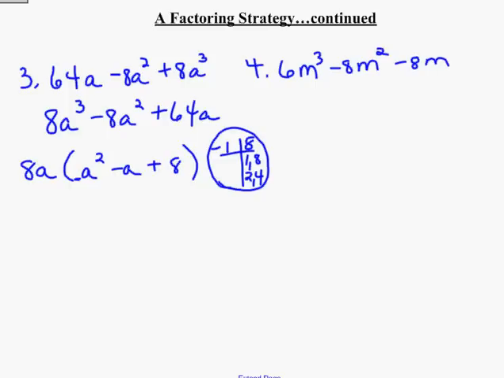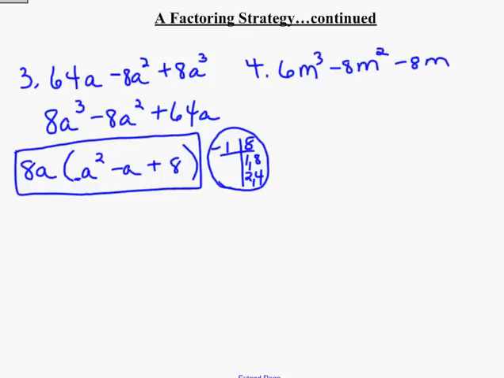But since there were no 2 numbers that multiplied to 8 and added to negative 1, that means this is already fully factored. I can't say it's prime, remember, because I already factored out a common 8a. The fact that the trinomial that's left in there is prime does not make the whole problem prime. So I have finished problem number 3. To check it, of course, I would multiply that back.